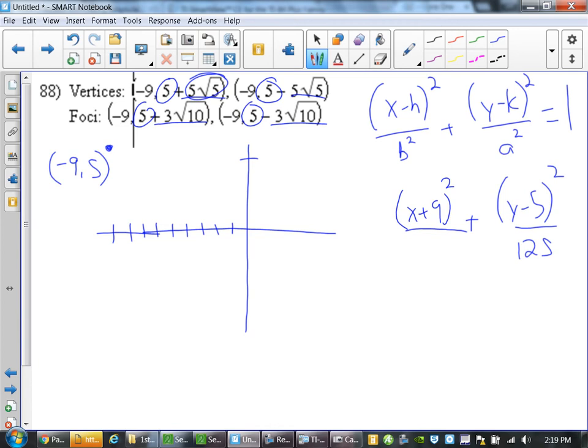Now, I could go further and figure out what b squared is if I'm not sure off the top of my head. I know that c squared is going to be 9 times 10. Okay with that? So my c squared is 90. A squared is 125. So b squared has to be 125 minus something is 90, which is 35. And by then, you should be able to get the right answer.